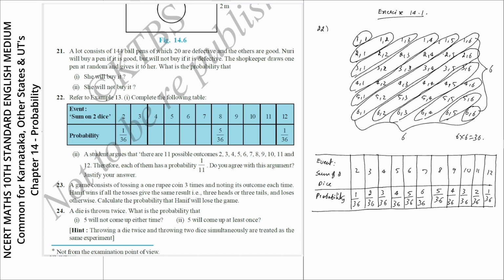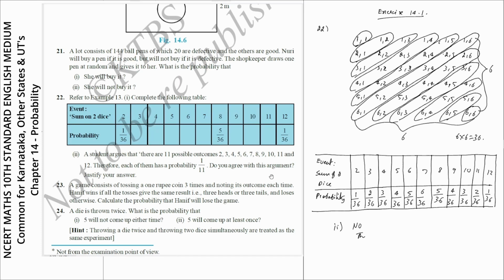The next sub-question: a student argues that there are 11 possible outcomes, 2, 3, 4, 5, 6, 7, 8, 9, 10, 11 and 12. Therefore, each of them has a probability of 1 by 11. Do you agree with this argument? No. So the answer is no.